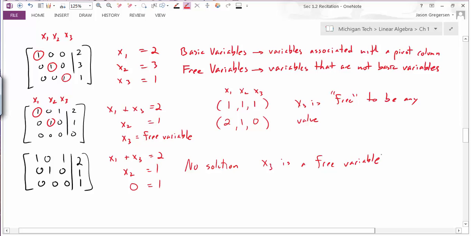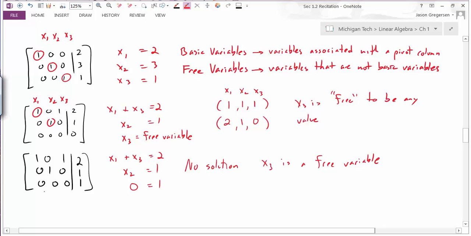So it's not just the fact that we have free variables that lead us to infinitely many solutions. The system first must be consistent. So now we have these 3 cases: no solution, a unique solution, and infinitely many solutions. Let's see if we can tie all this together with our pivot positions. So what made this last system have no solution?